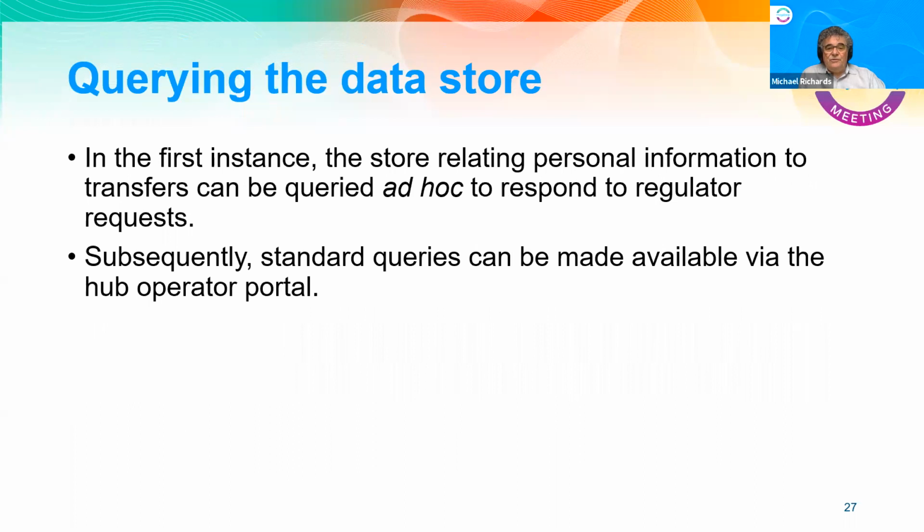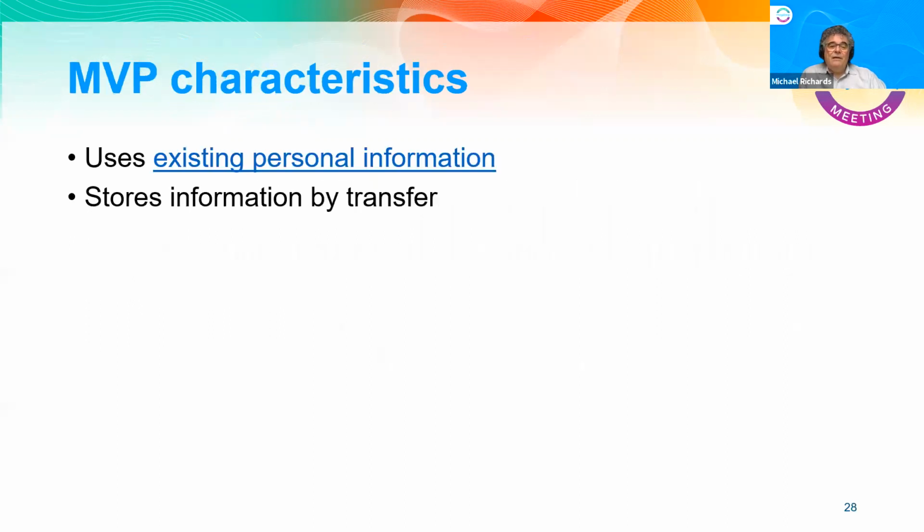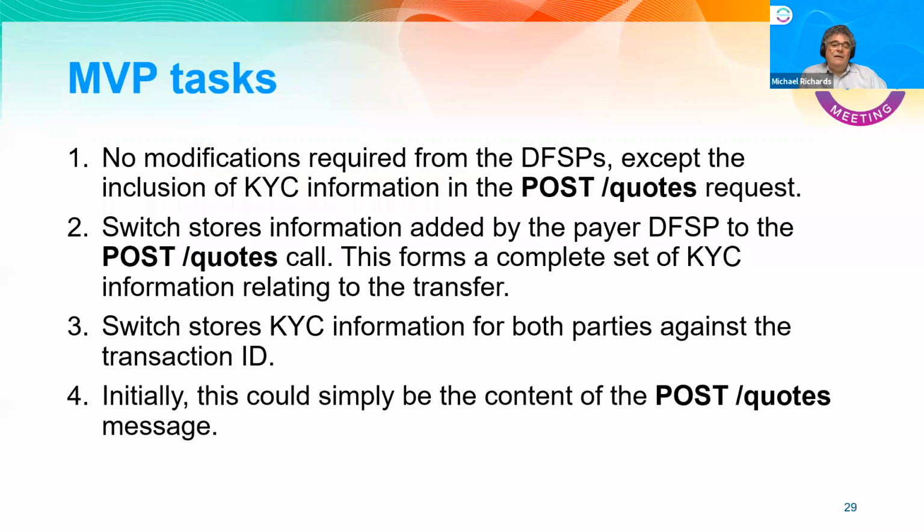And as far as querying the data store goes, the store relating personal information to transfers can just be queried ad hoc. Subsequently, we can make standard queries available via the HOB operator portal. So the MVP characteristics would be it uses existing personal information, as we've already described it, and it stores information by transfer, so we don't have to bother adding relatively sophisticated stuff to store the KYC information once and associate it with a number of transfers.